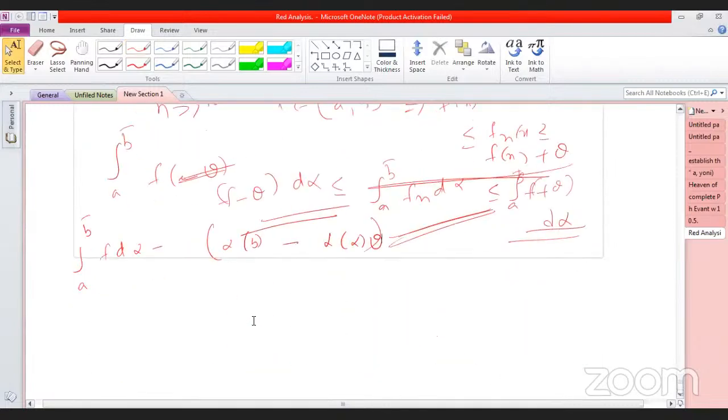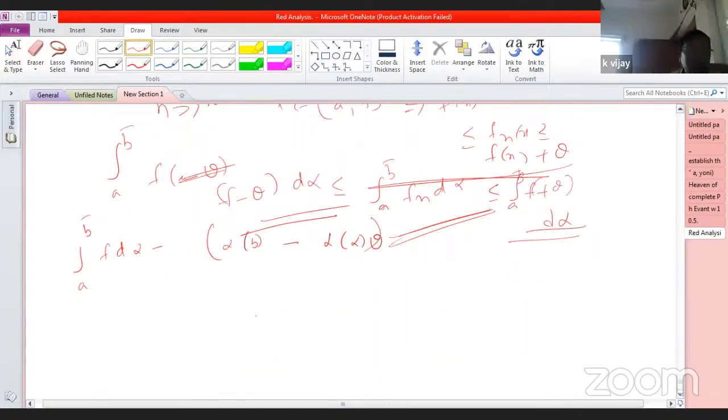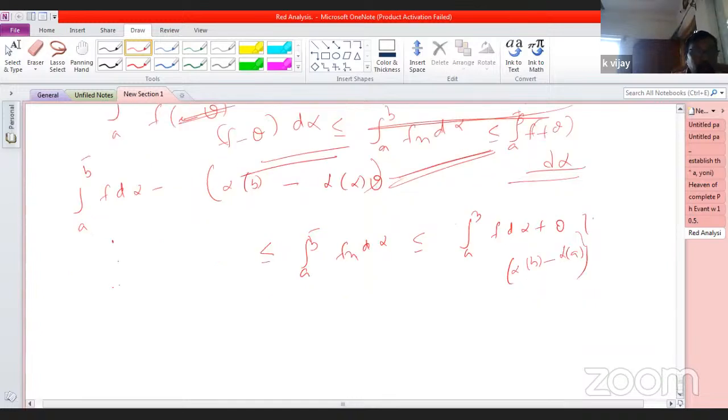Sir, రాసుకోవచ్చు. Then this is: the integral of f d alpha minus theta times (alpha(b) minus alpha(a)) is less than or equal to the upper integral from a to b of f_n d alpha, less than or equal to the integral from a to b of f d alpha plus theta times (alpha(b) minus alpha(a)). Here I am taking here this one so that we are taking here integration of a to b, this is f d alpha.